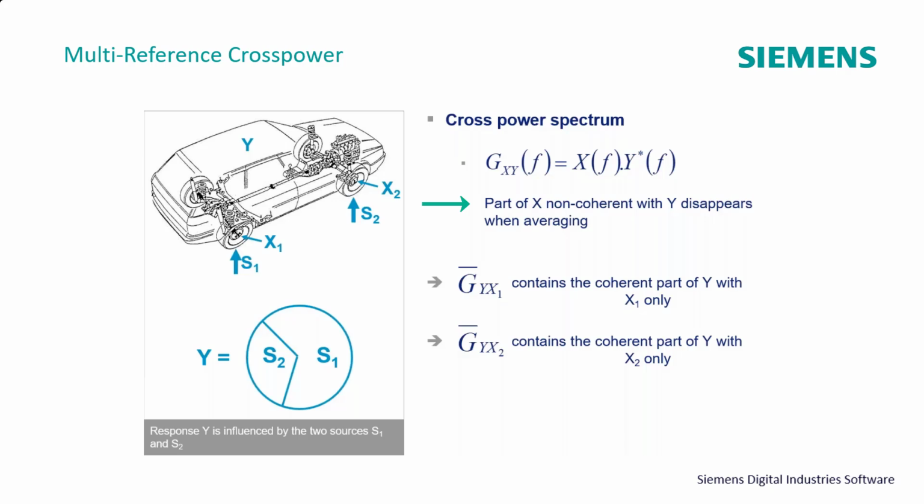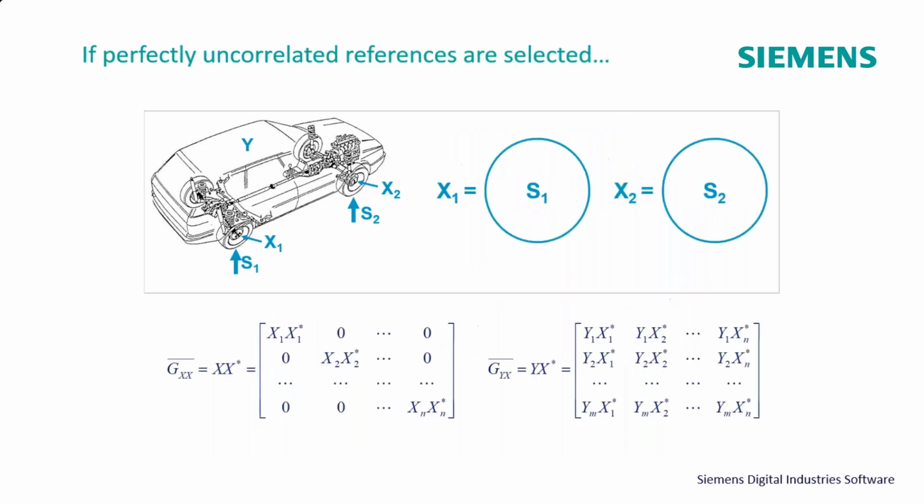That's the way the cross power calculations work. So GYX1 is a cross power at response Y due to X1, and that only contains the coherent part of Y that's coherent to reference X1. If I look at the cross power at Y due to the reference at point 2, GYX2 contains the coherent part of Y only with the reference at position 2. So the response is influenced by the two sources, S1 and S2. So that's how we calculate the cross powers.